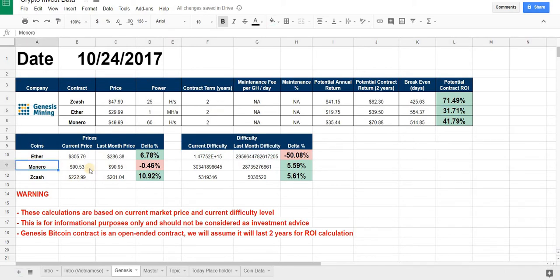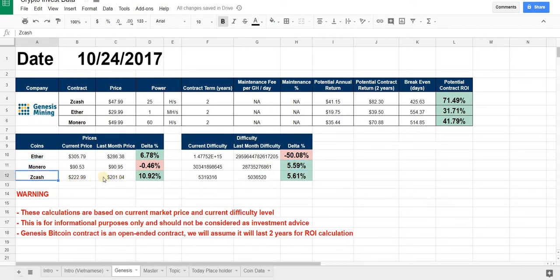Monero is currently at $90, and last month Monero was about $90 as well. So Monero is pretty flat in terms of price over the last 30 days. The difficulty level is up 5.59% in the last 30 days.